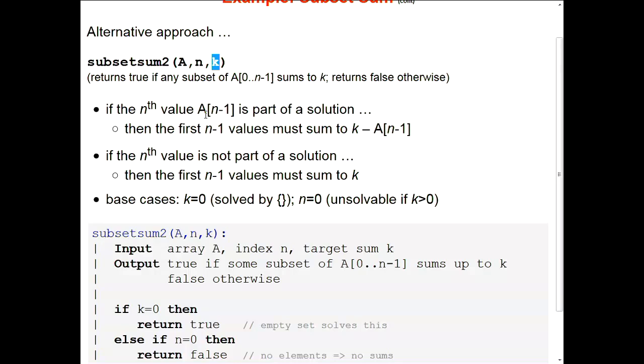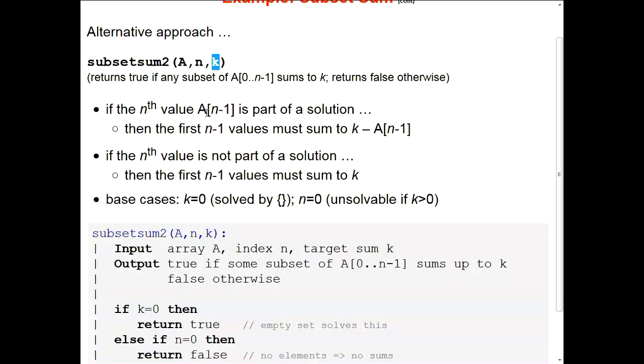There are two possibilities when I consider a larger array of numbers. Either I take the nth value, the last number in my array, and decide whether I want to take it as part of a solution or not, then there's two possibilities. Either it is part of the solution.